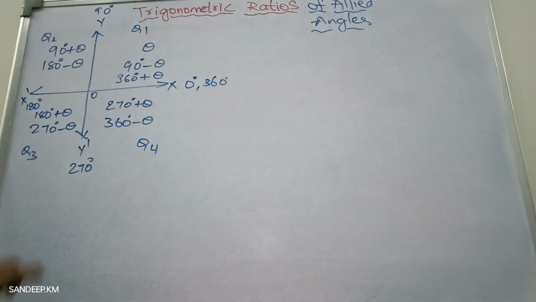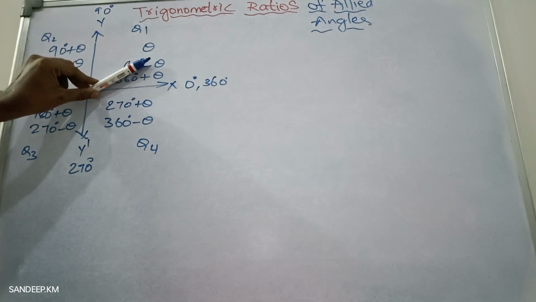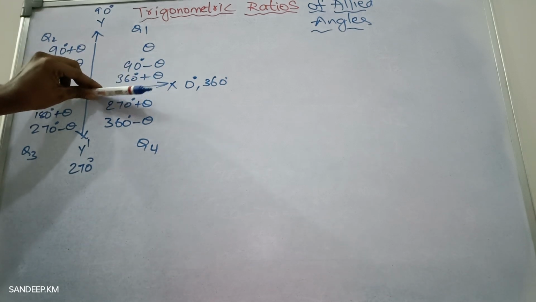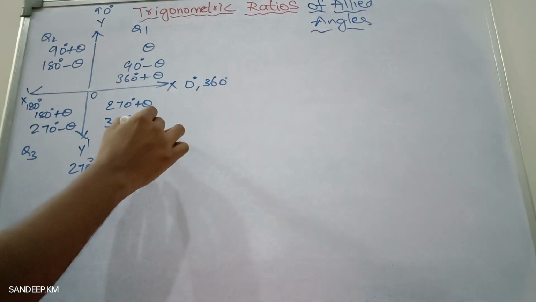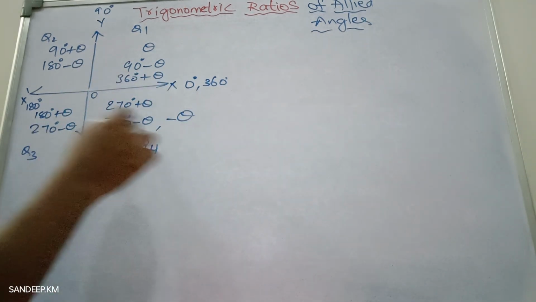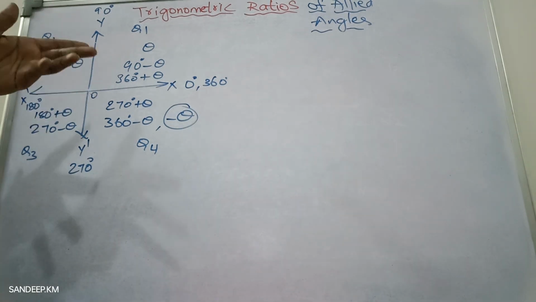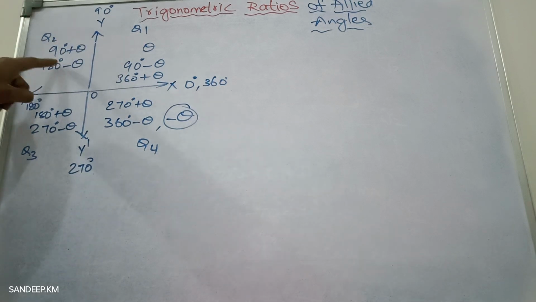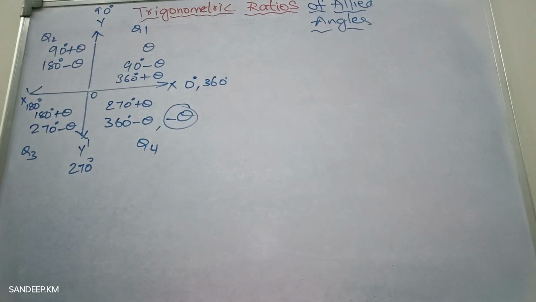One more thing, dear students: initially at 0 degrees if I go forward, I took plus theta and I kept it in the first quadrant. What if I come back? From 0 degrees, if I come back, 0 minus theta. Even we have an angle minus theta which is present in the fourth quadrant. Remember this, minus theta is also present in the fourth quadrant. So these are the non-quadrant angles which are allied angles. These are present in the first quadrant, these in the second quadrant, these in the third quadrant, and these in the fourth quadrant. Keep this in mind.